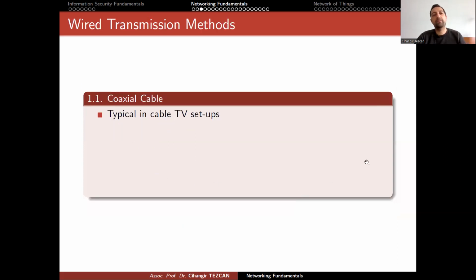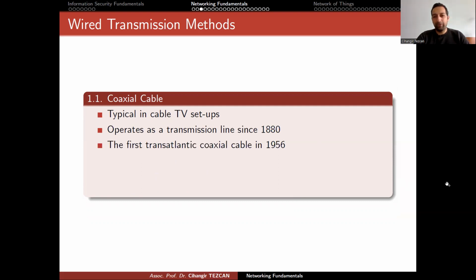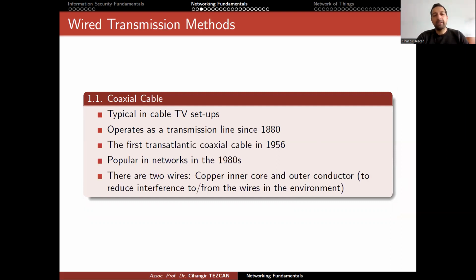So let's start with wired first. The first one is coaxial cable. This is typical in cable TV setups. It has operated as a transmission line since 1880. The first transatlantic coaxial cable was in 1956. It was popular in networks in the 1980s. There are two wires, a copper inner core and an outer conductor, to reduce interference from the wires in the environment.